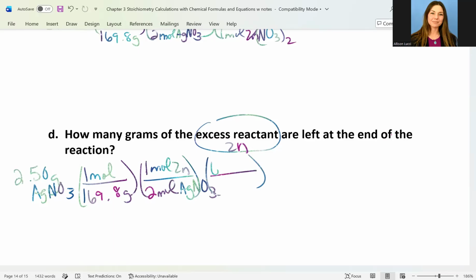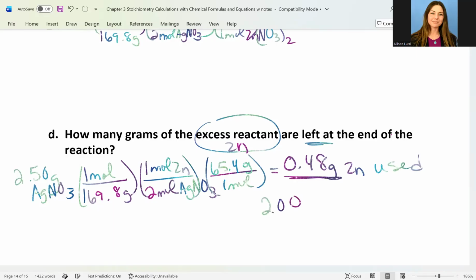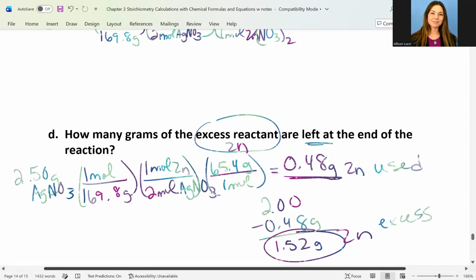And if we multiply by our molar mass for zinc, 65.4 grams, we can find that we have 0.48 grams of zinc that were used in our reaction. So again, this is how much was used, but we want how much is left. So if we started with 2.0 grams, we subtract that 0.48 grams that we just found. We can see that about 1.52 grams of zinc is in excess, and that will be remaining after our reaction was complete.